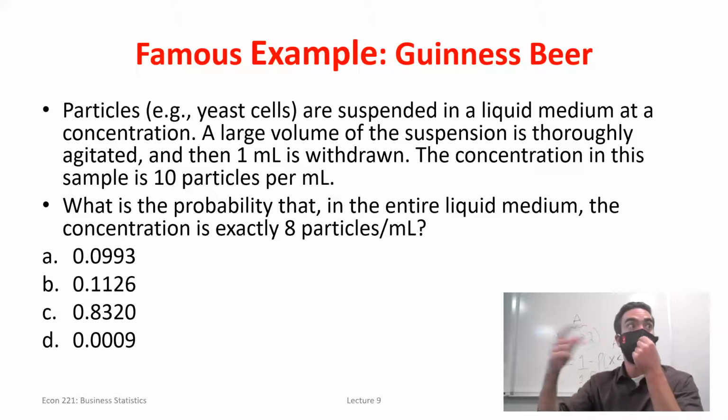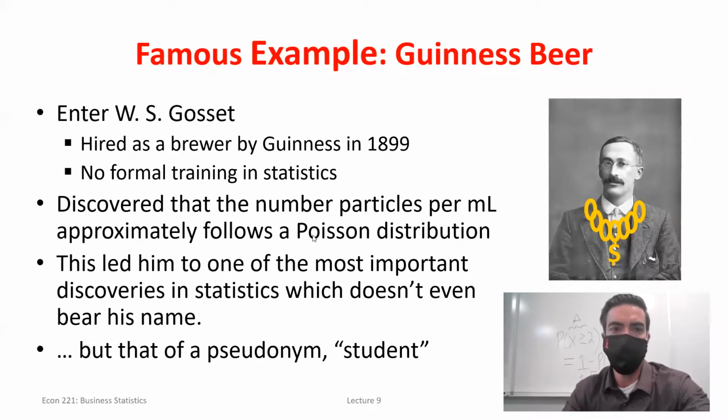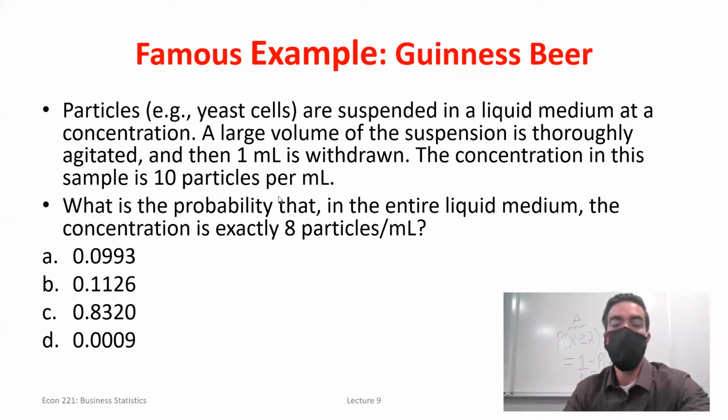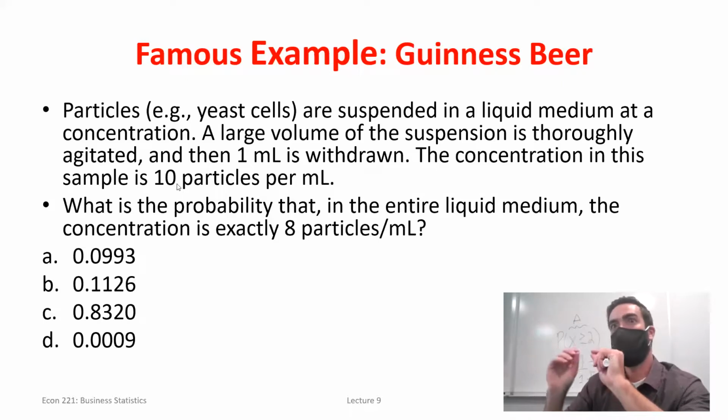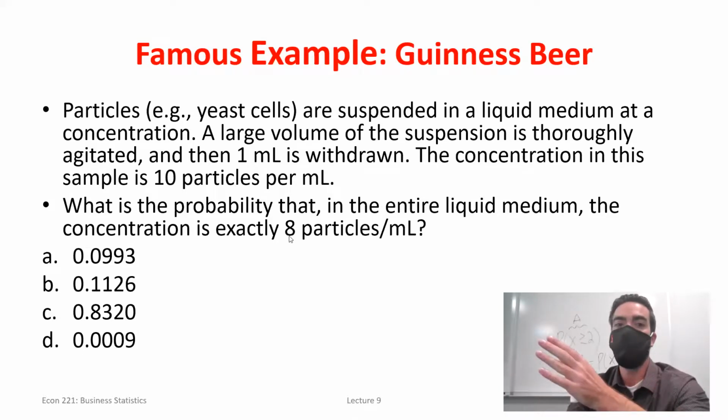Then turn those frequencies into probabilities by dividing by the total number of observations. And he noticed it's following this Poisson distribution. So if we know that it followed a Poisson distribution, and I know that on average over a milliliter, this is kind of a weird one where I'm not looking at time, I'm now looking at a physical space. Over this milliliter of space, on average, I see 10 particles. What's the probability I see exactly 8?